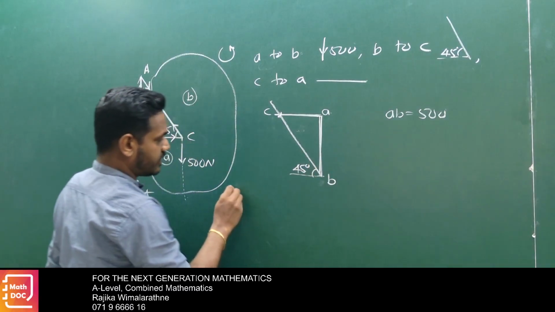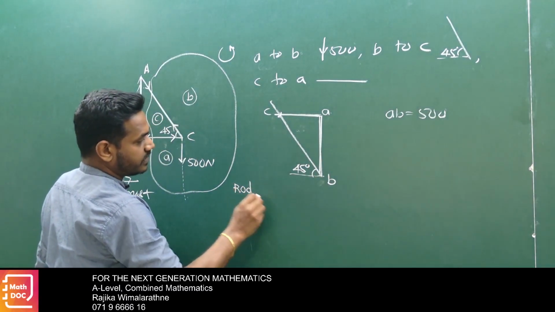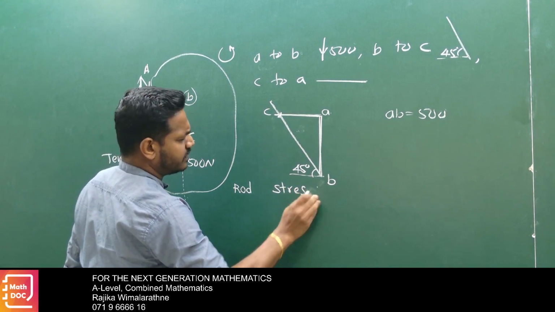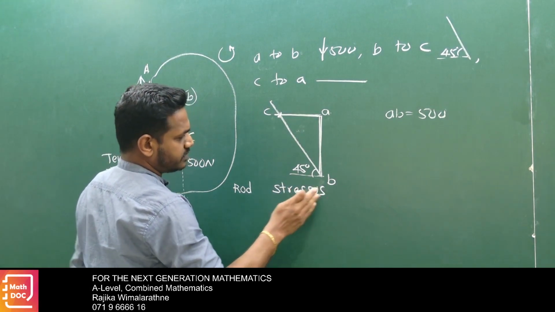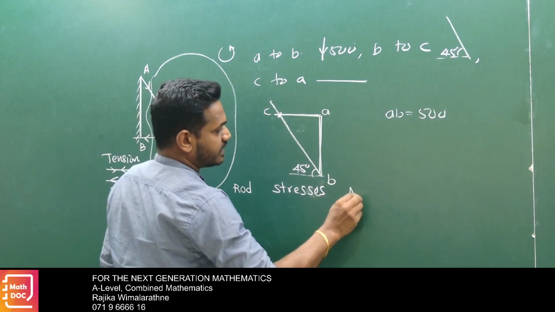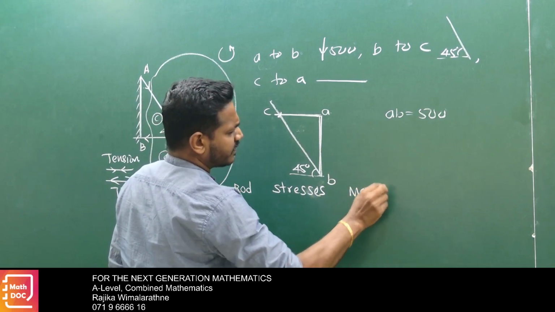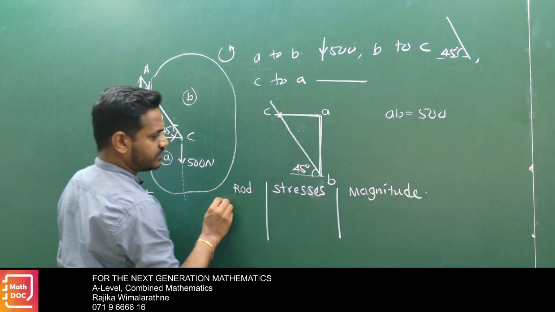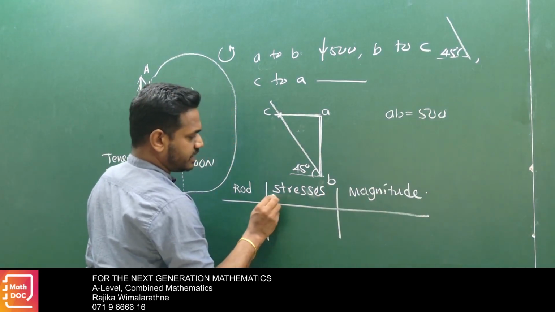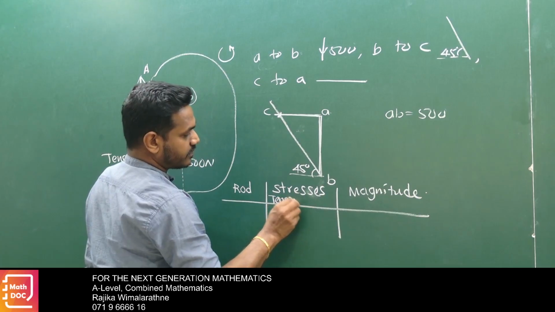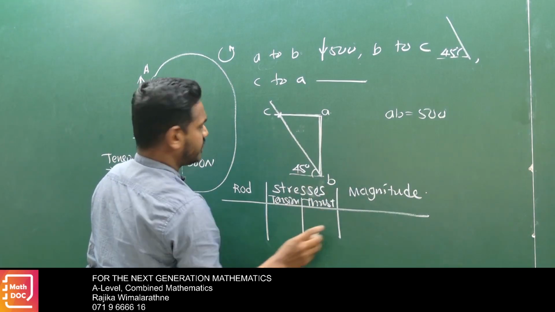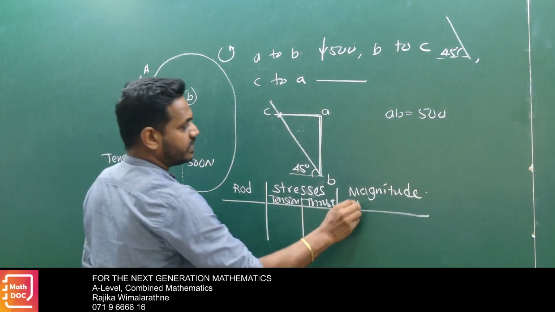Then here the table: rod, stresses and magnitude. You have to practice well. Then here tension and thrust. Now here magnitude in newtons.